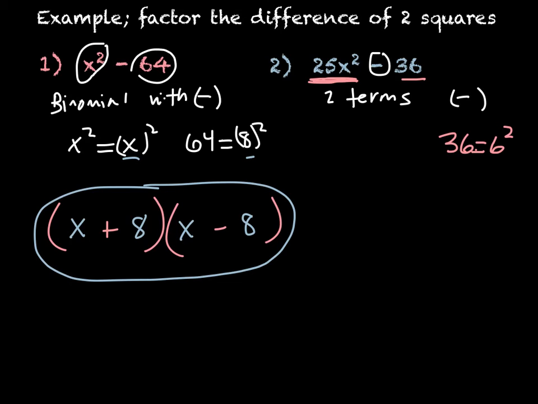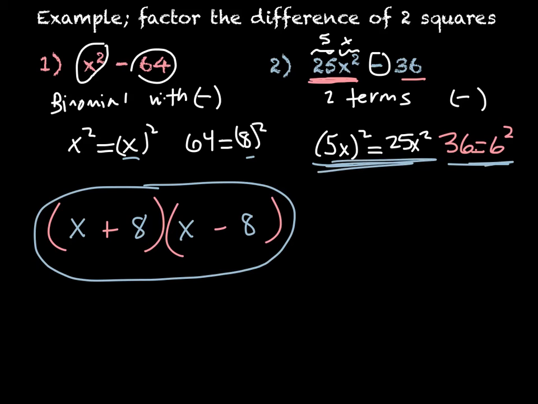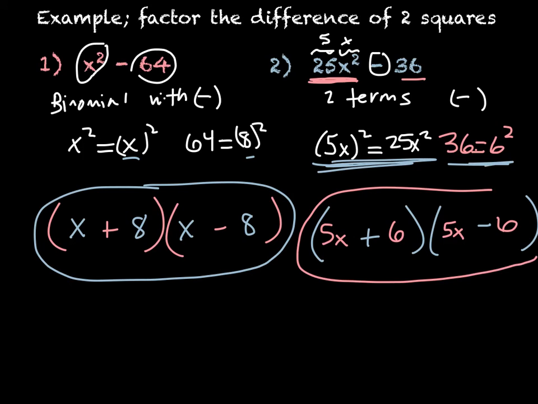It's got two parts to it, but I know that the square root of 25 is 5, and the square root of x squared is x. So if I have 5x squared, I get 25x squared. So there are two perfect squares in there. So when I'm writing it out, a plus b, a minus b, and I just fill in what I know. I know that it's 5x and 5x, and then plus 6 minus 6, and that would be your final answer.